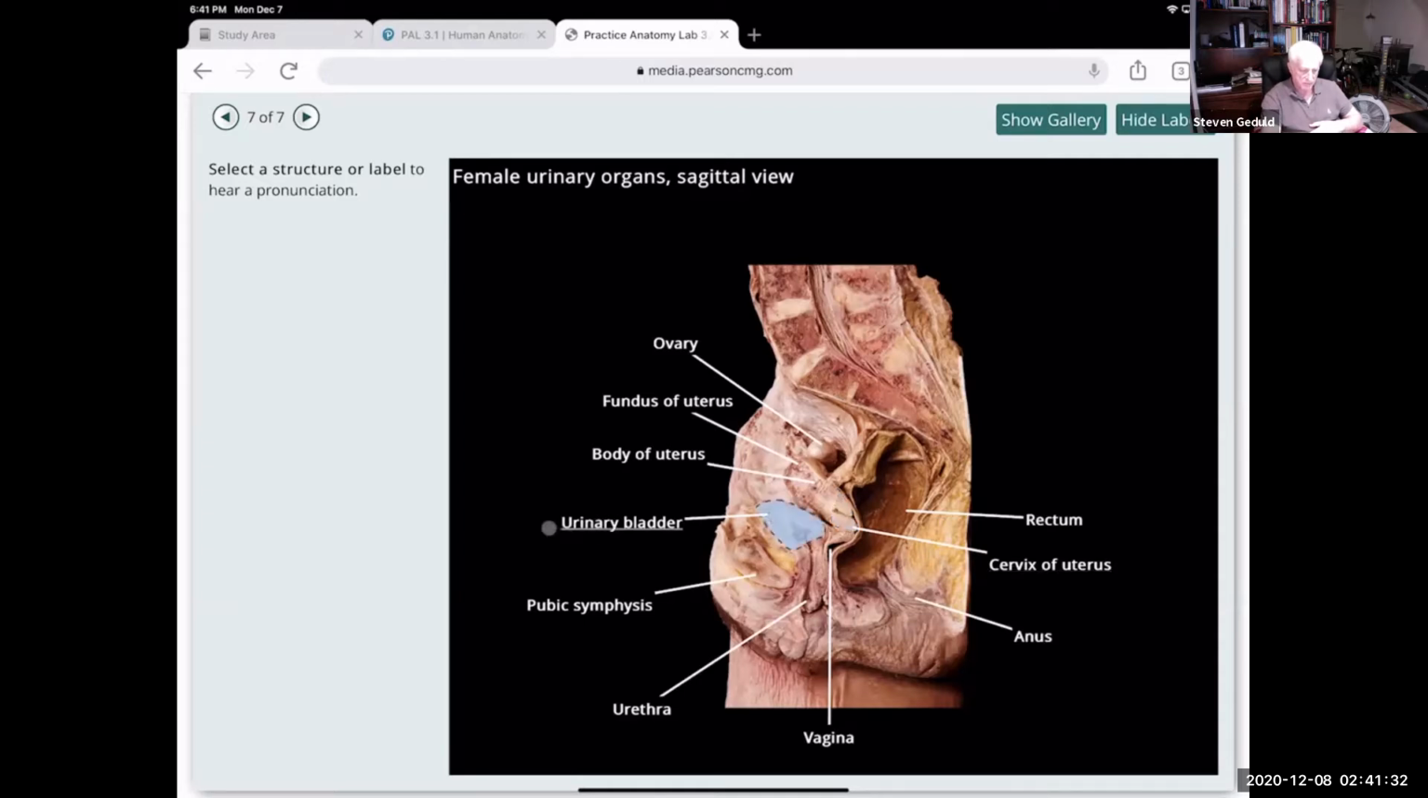There's your body of the uterus on top. The pubic symphysis, this is the bone that's sectioned in half here. This is the pubic symphysis, and the cartilaginous tissue allows it to expand during childbirth.